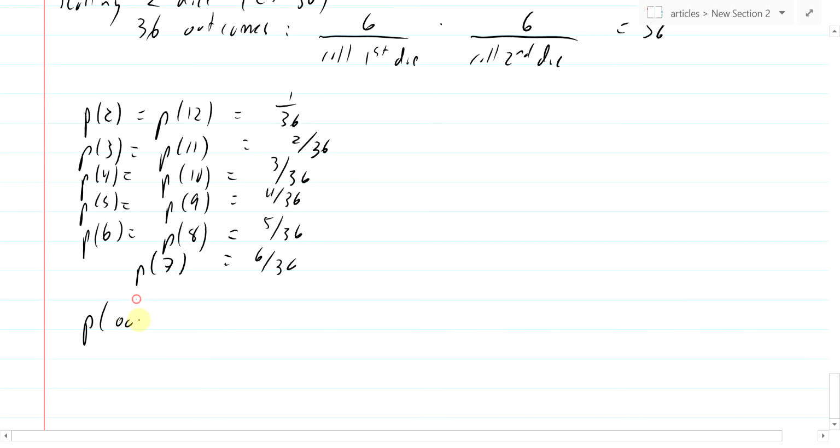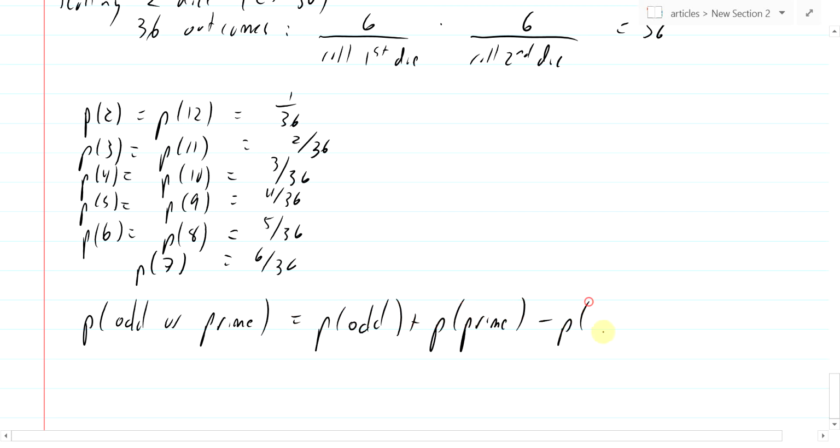So what's the probability of getting an odd number or a prime number? Well, again, that's the probability of getting an odd number plus the probability of getting a prime number minus the probability of getting a prime and odd number. Okay, so the odd numbers are 3, 5, 7, 9, and 11.